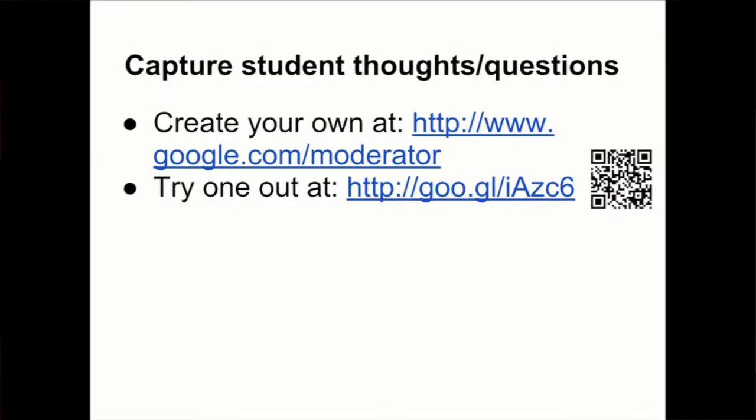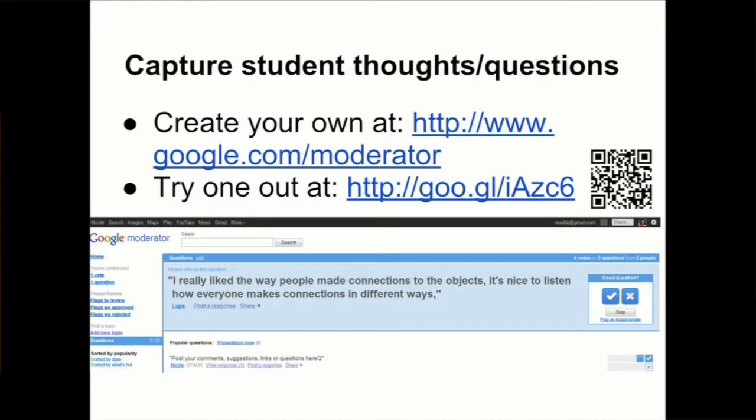If you want to try one, you can go to the one here using either the short URL or the QR code I've given you. By the way, with short URLs, capitalization does matter. Often in URLs it doesn't, but in the short URLs it does. And it actually kind of looks like this. You see a topic, and then the most popular responses float to the top, actually. And people can choose to vote for comments or questions they particularly like.